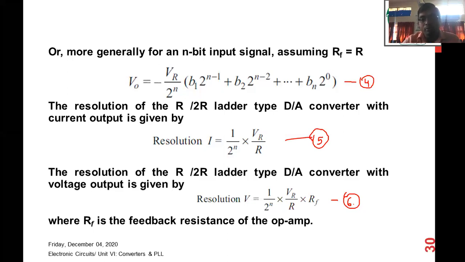For the current output, it is VR upon R into 1 upon 2 raised to power n. And for the voltage output, the resolution of this D to A converter is simply multiplied by RF. So it is VR upon R into RF into 1 upon 2 raised to power n, where RF is the feedback resistance of the op-amp.